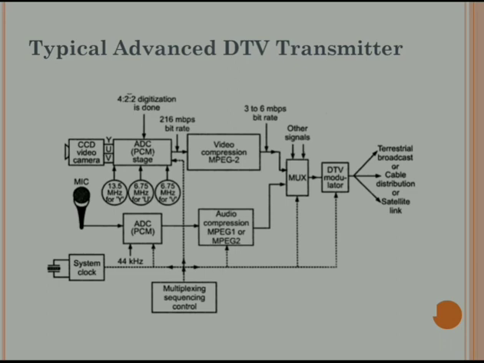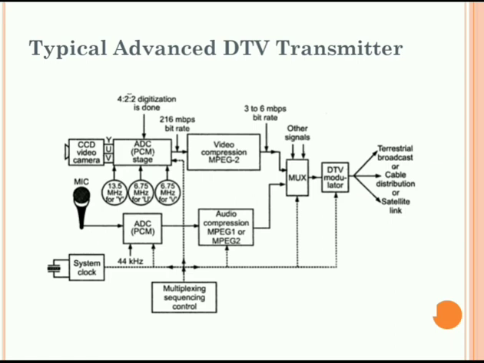The sampling or digitization format applied is 4:2:2 according to the recommended CCIR 601. Then the resultant bit rate is given by 13.5 MHz, that is the sampling rate at which Y is sampled, into 8 bits, plus 2 into 6.75 MHz into 8 bits, which will give 216 Mbps. That is nothing but the resultant bit rate that we will get here.